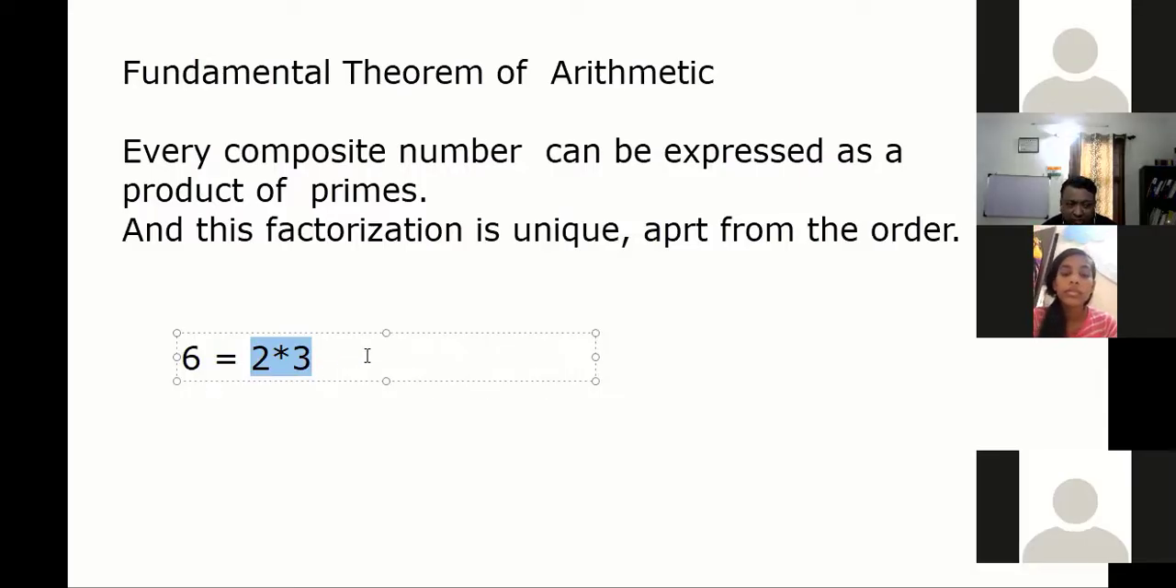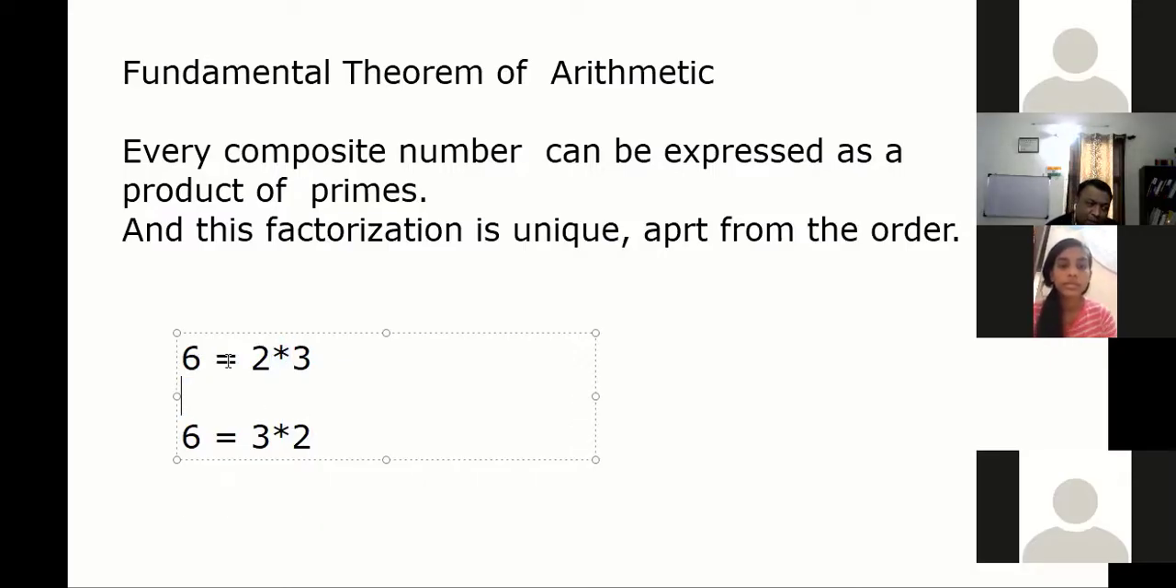And it is unique. Unique means you cannot write 6 as a product of any other numbers. It will be only 2 into 3. But yes, order can be anything. I can write 3 by 2 also. So order can be anything, either 2 by 3 or 3 by 2. But this will always be a product of primes, and that factorization is unique. 6 cannot be something into something else. Only the product of primes, which is unique. So 3 things are important: product of primes, unique, order can be anything.